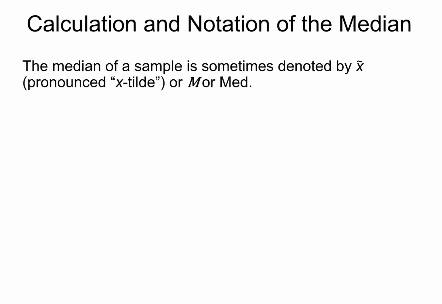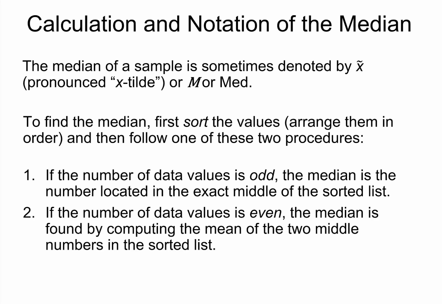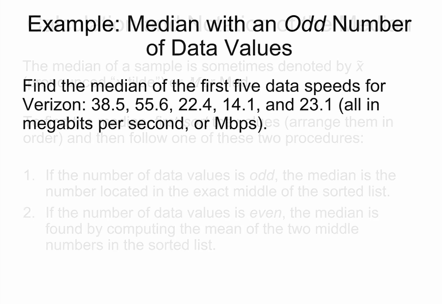The median of a data set is sometimes represented by x with a tilde over it, or a capital M, or the word MED. To find the median, first put the values in ascending order. If we have an odd number of data values, the median will be the middle data value. If we have an even number of data values, the median will be found by computing the mean of the middle 2 values in the sorted list.